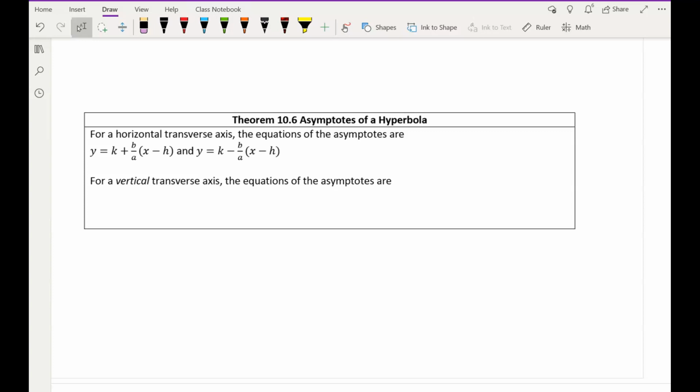So for a horizontal transverse axis, the equations of the asymptotes are as follows. For a vertical transverse axis, the equations of the asymptotes are y equals k plus a over b times (x minus h), and y equals k minus a over b times (x minus h). So really the only difference between the horizontal and vertical transverse axis when finding the asymptotes is that instead of doing b over a like you do in the horizontal, you're going to do a over b when you have a vertical transverse axis, if you need to know the explicit equation.